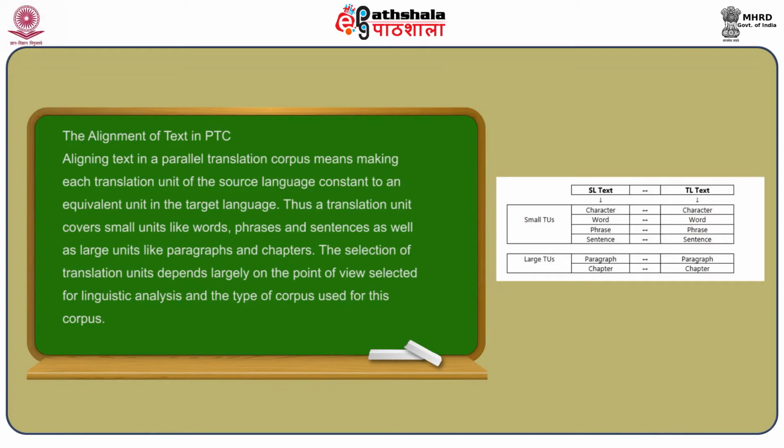Aligning texts in a parallel translation corpus means making each translation unit of the source language correspond to an equivalent unit in the target language. Thus, a translation unit covers small units like words, phrases, and sentences, as well as large units like paragraphs and chapters. However, the selection of translation units depends largely on the point of view selected for linguistic analysis and the type of corpus used for this purpose.